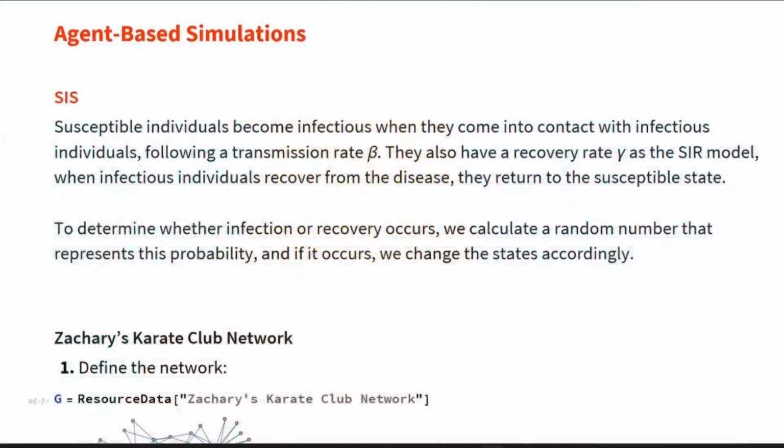Well, now in the SIS model for agent-based simulation, we know that susceptible individuals become infectious when they come into contact with infectious individuals, following the transmission rate beta. They also recover at a recovery rate gamma, but here the infectious individuals that recover from the disease return to the susceptible state, so they are susceptible to infection again. And to determine whether this infection or recovery occurs, we calculate a random number that represents the probability, and if it occurs, we change the states accordingly.